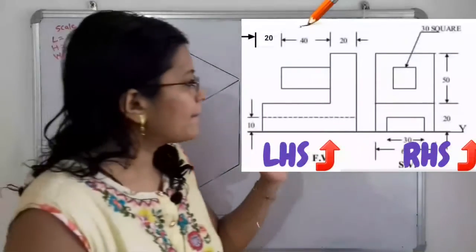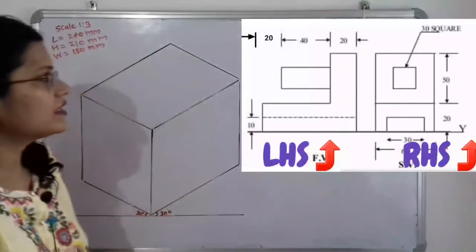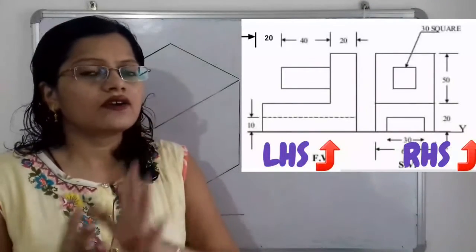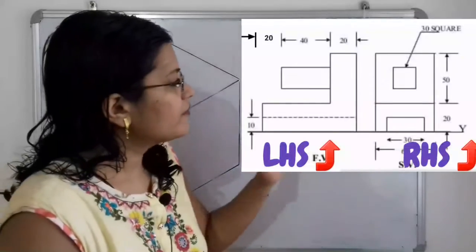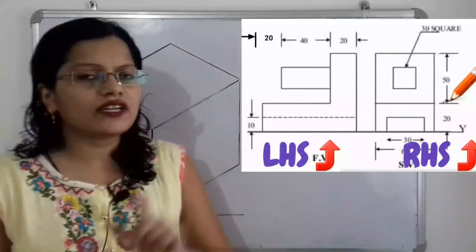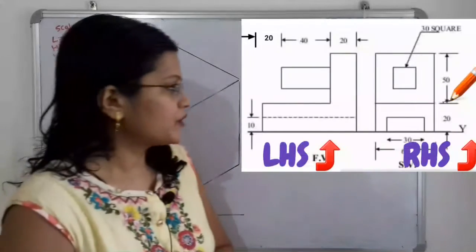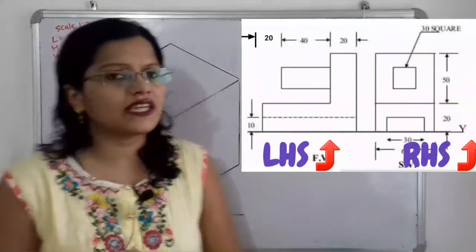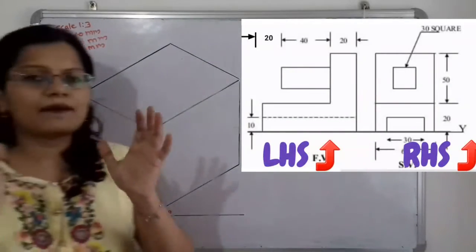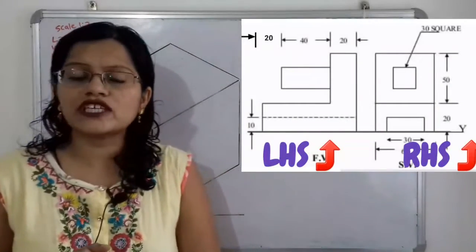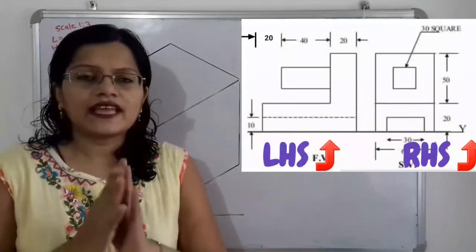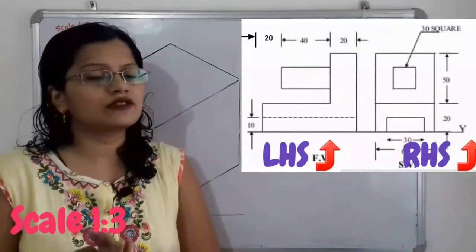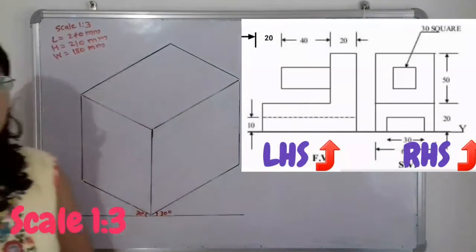That is 40 plus 20 plus 20, that means length is equal to 80 millimeter. And what is the total height? In the front view the total height is not given, so we will move to the side view. In the side view it is given as 50 plus 20, that is 70 millimeter. Now these dimensions are very small, so we will use the scale 1:3, that means 1 millimeter in the orthographic projection is equal to 3 millimeter in the isometric projection.